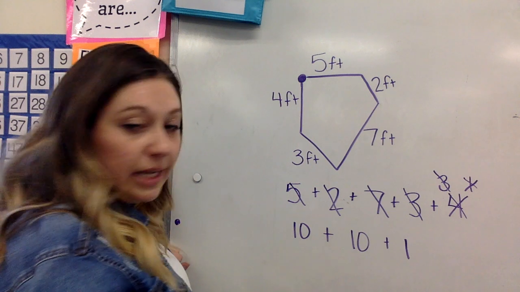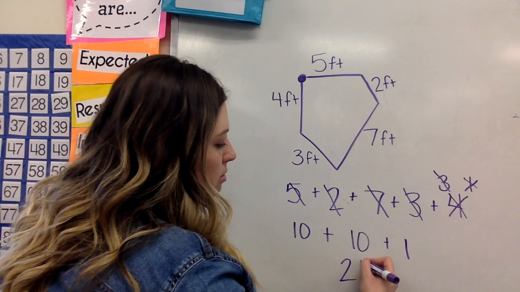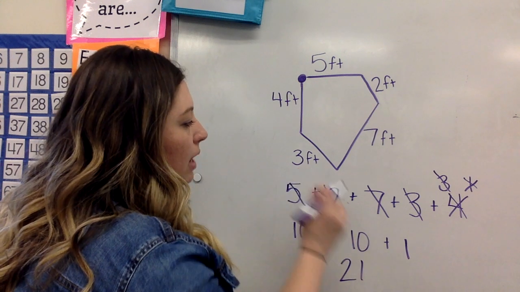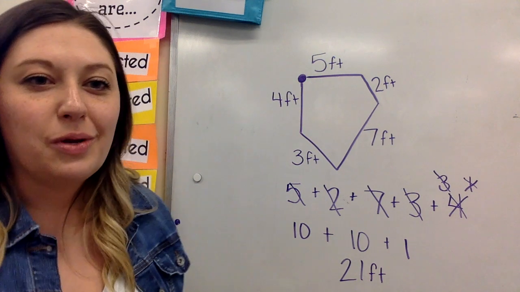Okay, this is a lot easier to work with. 2 tens make 20. Put that in my tens place. 1, 21. And I'm going to add my unit of measurement or my label, 21 feet. The perimeter around the shape is 21 feet.